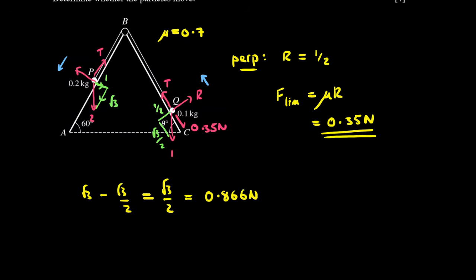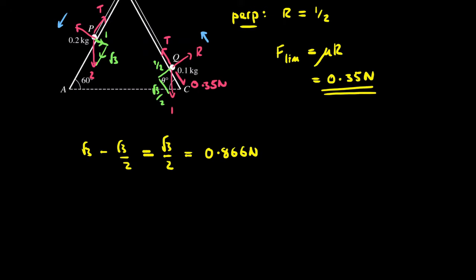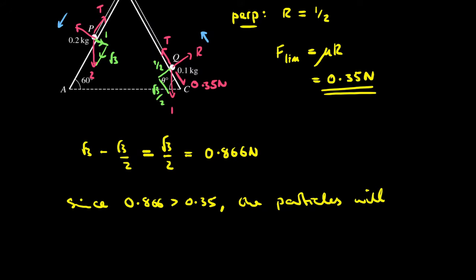So you want to write a statement something like, since 0.866 is greater than 0.35, the particles will move. Okay. And of course, if you wanted to do a little bit of overkill, one of the things you could do is resolve your Newton's second law equations and show the acceleration of the particles, and then you definitely showed that they move. But I think that that argument should be sufficient.